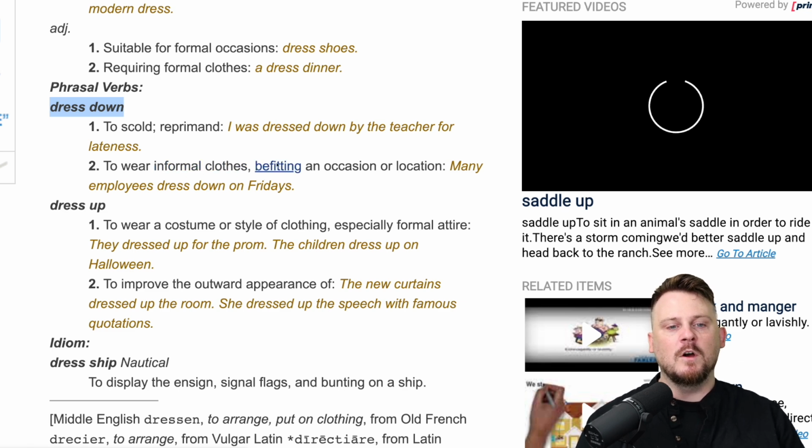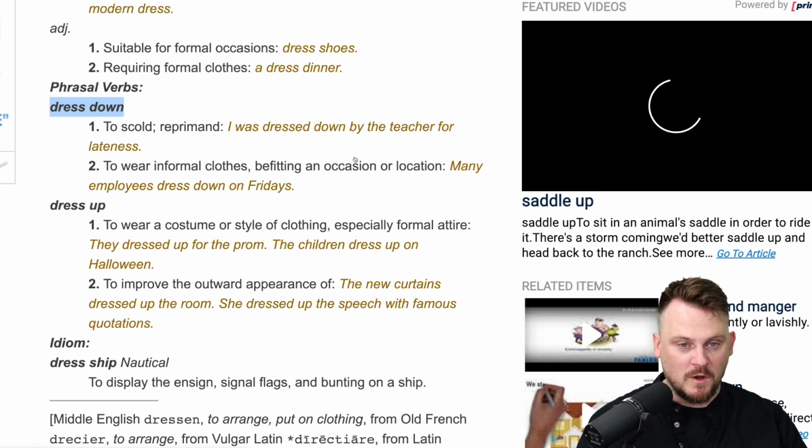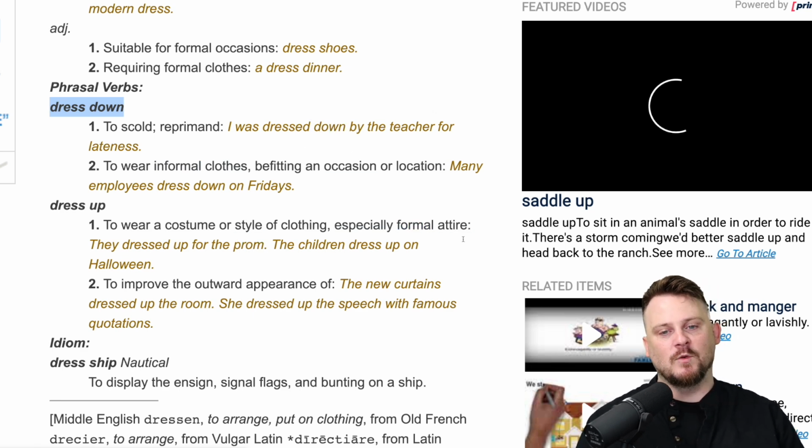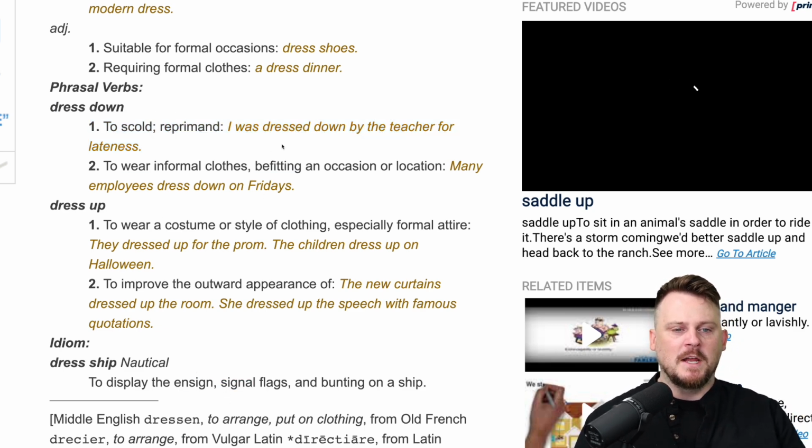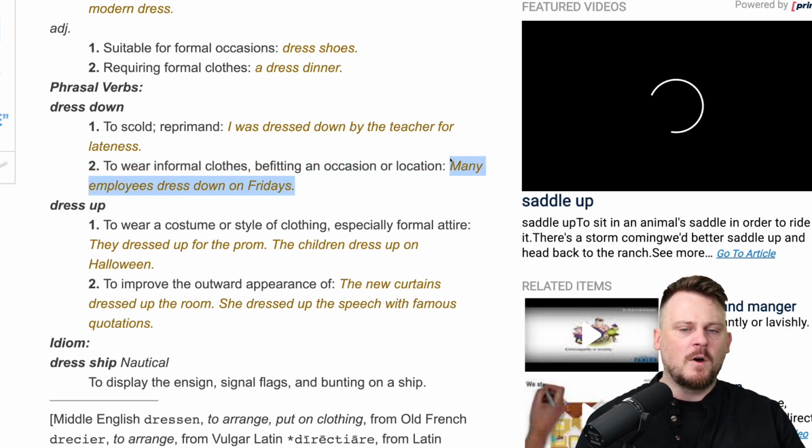To wear formal clothes befitting the occasion or location. To wear informal clothes befitting an occasion or location. Okay. Many employees dress down on Fridays. I've heard that, maybe not as common as this one. Dressed down being scolded. I got dressed down by my parents. But this one, yeah, also fairly common. Many employees dress down. Business casual Friday.